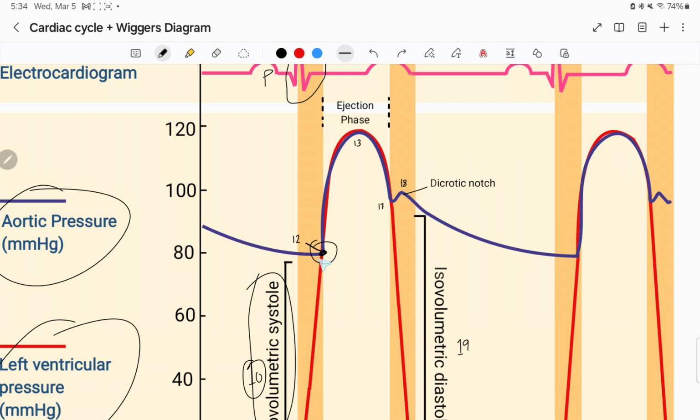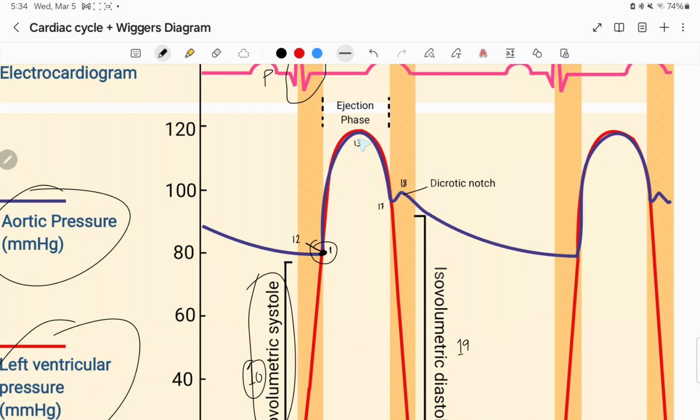So remember, at number 12, the aortic pressure is at 80 millimeters of mercury, but the left ventricular pressure is rising above the aortic pressure just a little bit to open the aortic semilunar valve. And this was at the end of the isovolumetric systole, right at the end. At this point, no blood is being ejected. But as soon as I step here, where the pressure starts getting higher and higher from the left ventricle, then I start to eject blood.